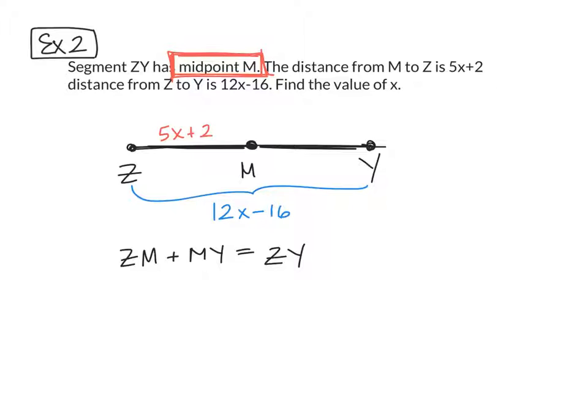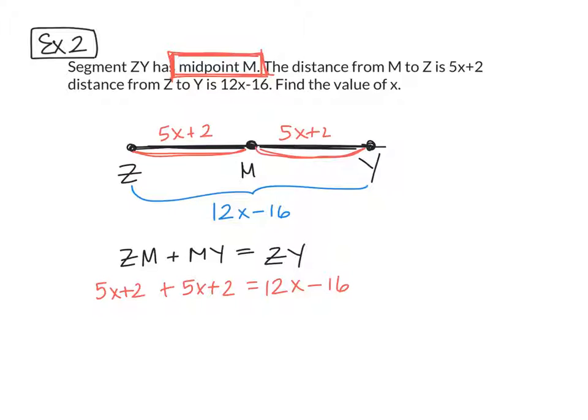M is the midpoint. So if M is the midpoint, that means that these two pieces, Z to M and M to Y, should be the same size. So if Z to M is 5x plus 2, what should Y to M be? And hopefully you can figure out that that should also be 5x plus 2. All right, so now we're going to set up our equation. I've got 5x plus 2 plus 5x plus 2 equals 12x minus 16.